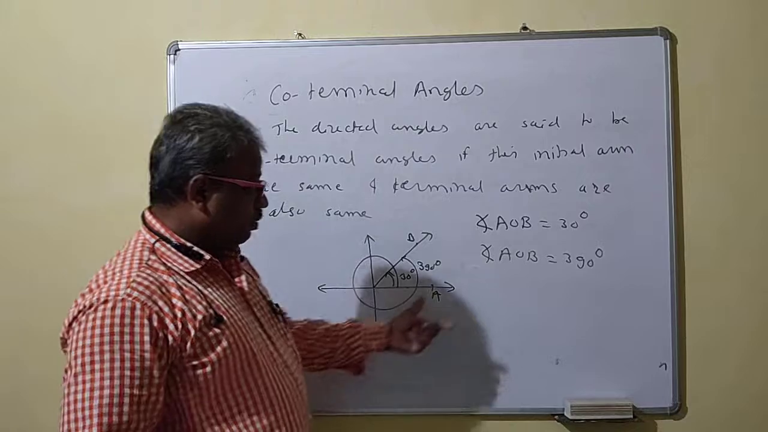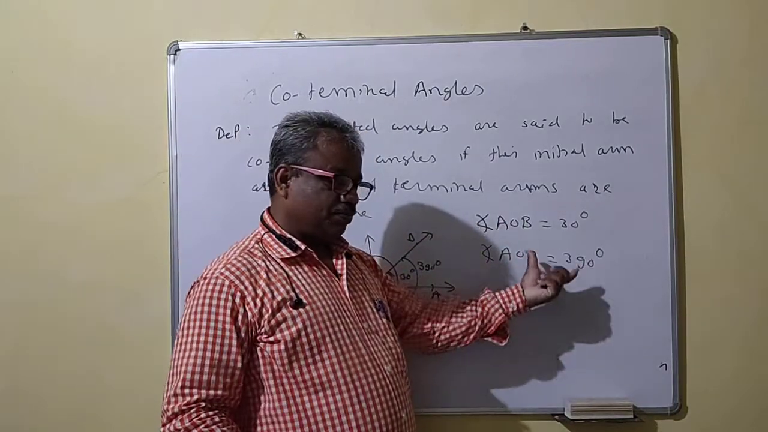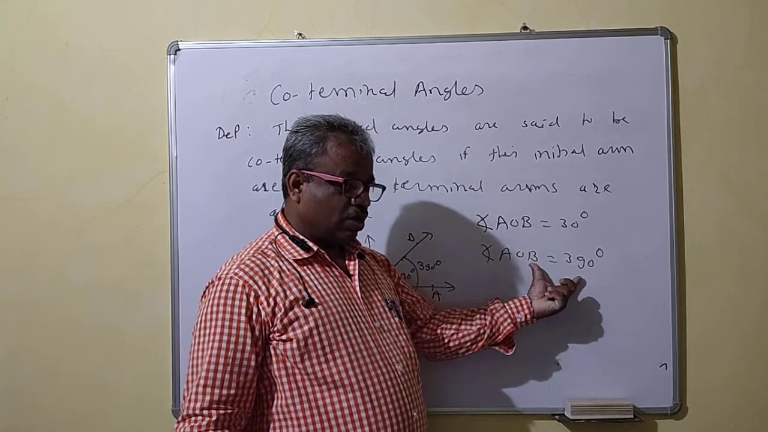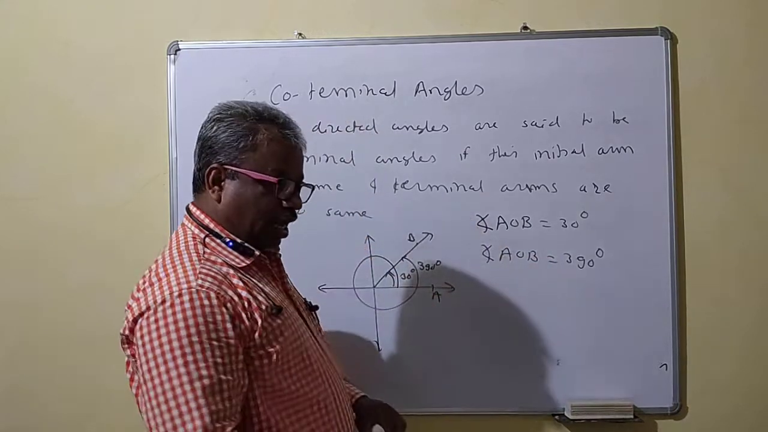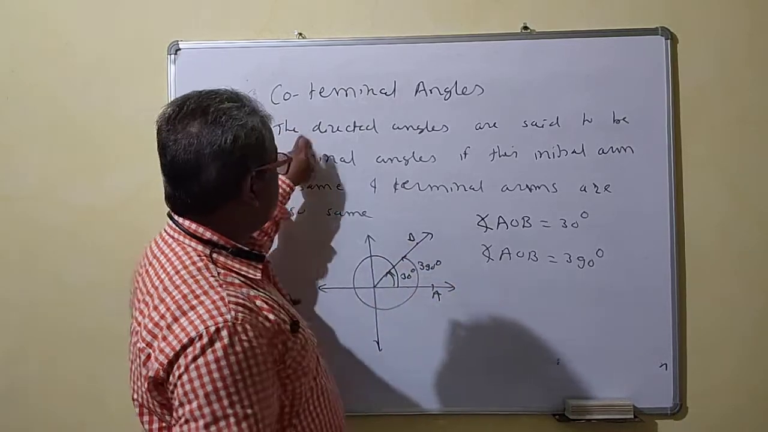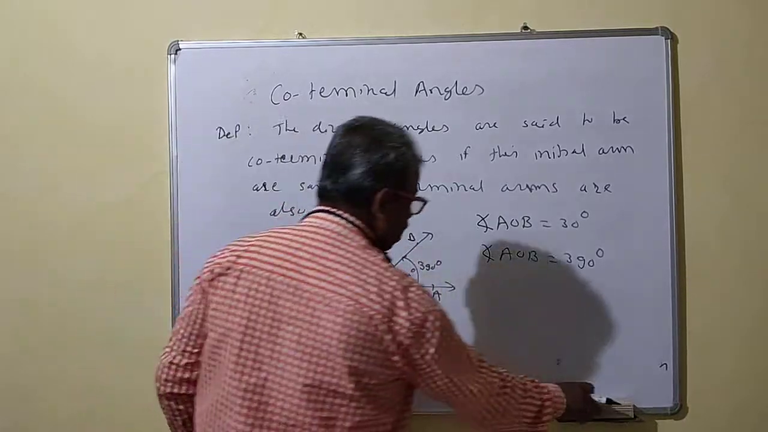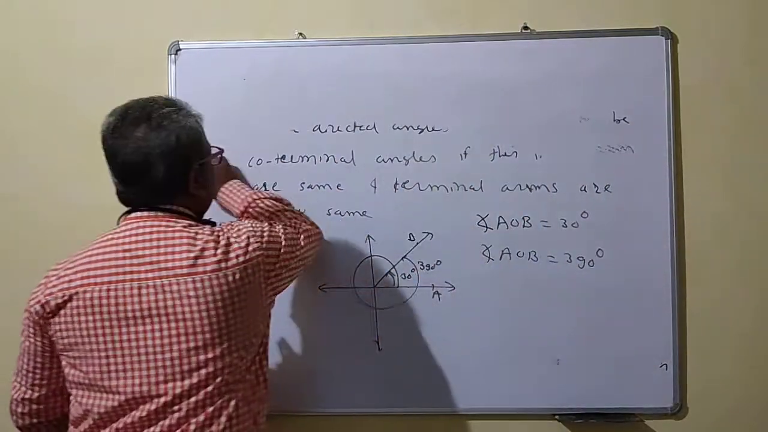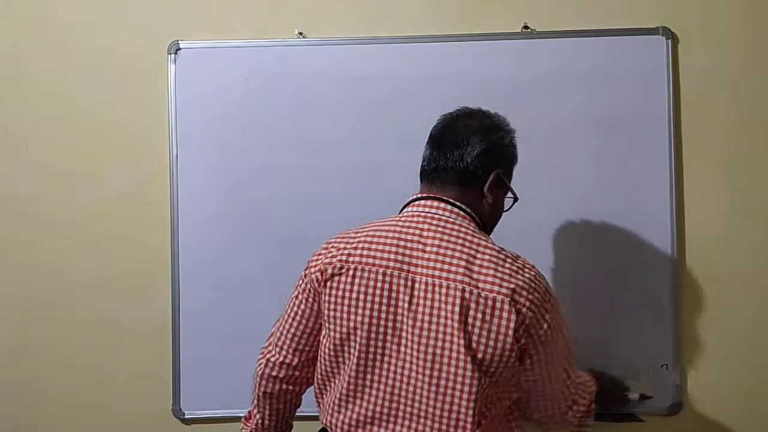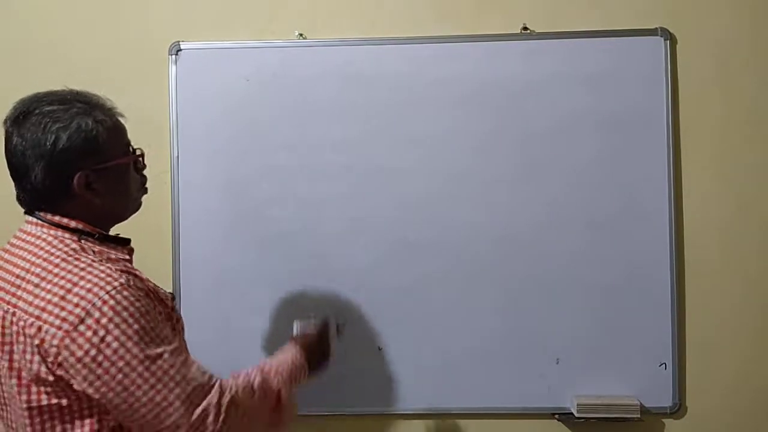Now if you simplify this, see the difference. The difference is 360 degree. That means you may define it like this: the directed angles are said to be coterminal angles. We give a definition for coterminal angles, which helps you to solve problems, to check whether the angles are coterminal or not.